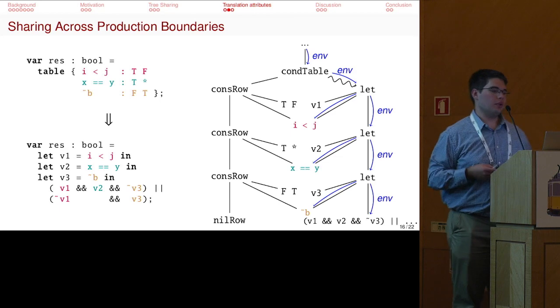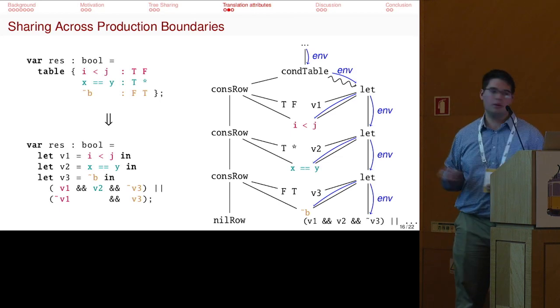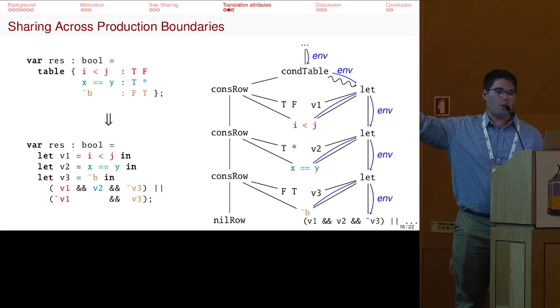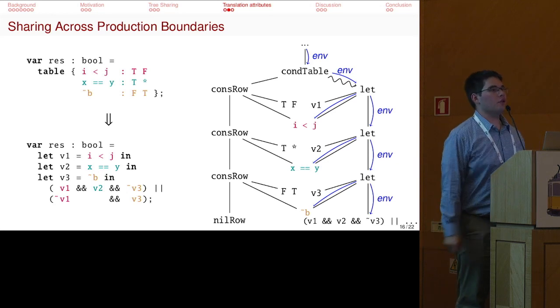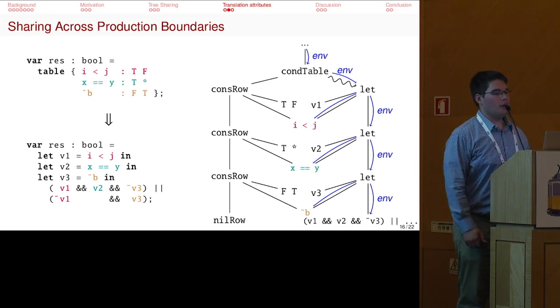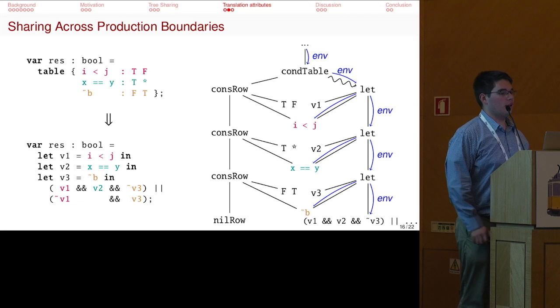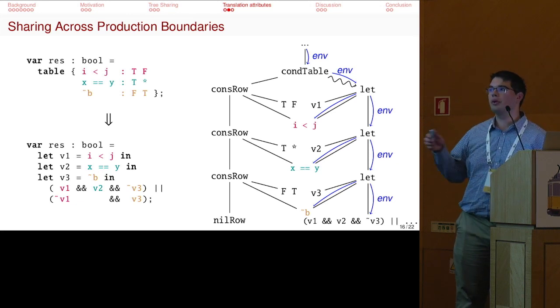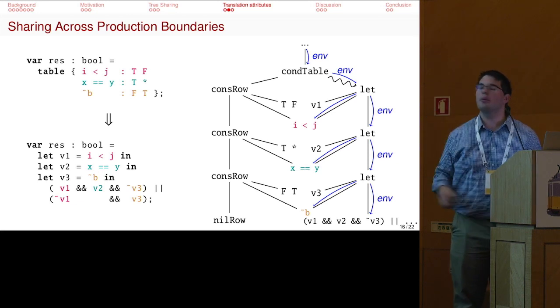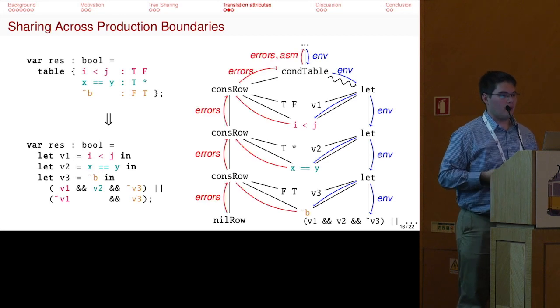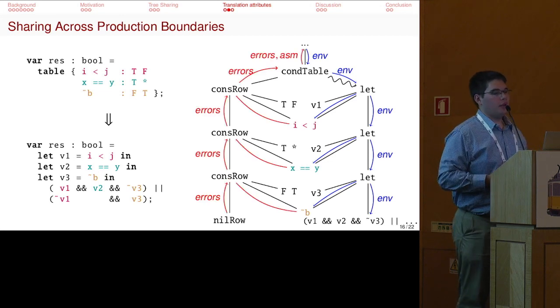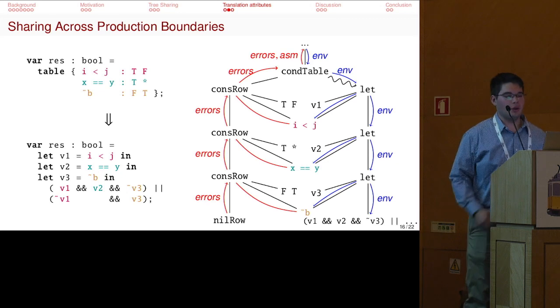So host language inherited attributes, like the environment, can then flow down over the forwards tree, and we can avoid the extension syntax needing to supply host language inherited attributes to the embedded host non-terminals, the expressions in this table expression. And the extension syntax can still make use of those inherited attributes that are supplied through forwarding.